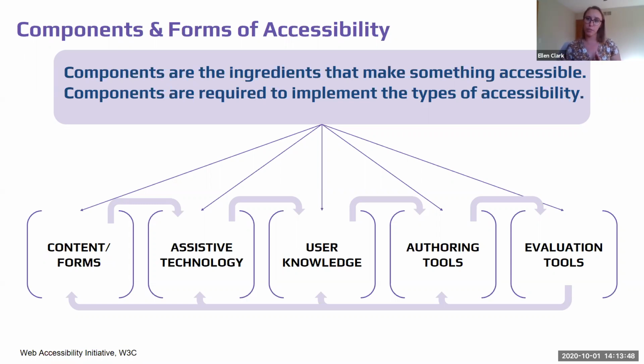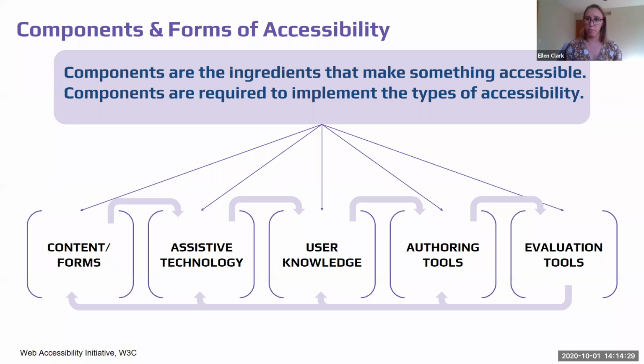Like I said, forms are a subset of the components, and forms of accessibility really are the content. This is the information that's in a digital space. We'll talk more about this a little bit later, but it can be the text, the images, the layout, anything that can be referred to as content in a digital space. Assistive technologies are things such as screen readers, alternative keyboards, switches, scanning software, anything that might be used by an audience member to assist them in engaging with a digital space.